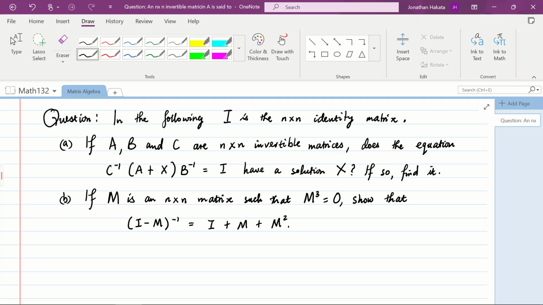And part B is saying: if M is an n by n matrix such that M cubed is equal to 0, show that the inverse of that bracket is equal to I plus M squared. All right, so let's tackle this one.